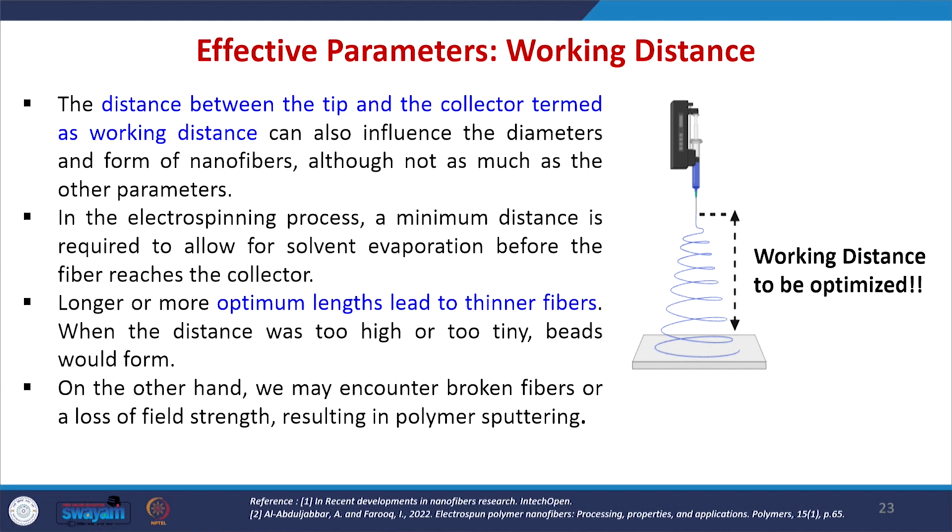The next important parameter is working distance. What is working distance? The distance between the tip and the collector is called the working distance. In the electrospinning process, a minimum distance is required to allow for solvent evaporation before the fiber reaches the collector. If you are keeping the optimum distance between the spinneret and collector, you get the nanofiber. If you are keeping the collector close to the spinneret, you get thick fiber, or you can get bead formation, and if you are keeping the collector further down, you get broken fibers.